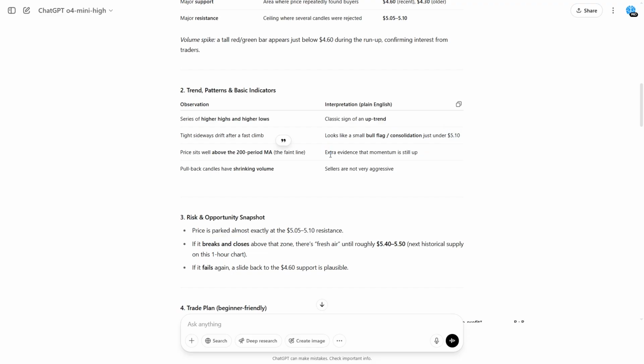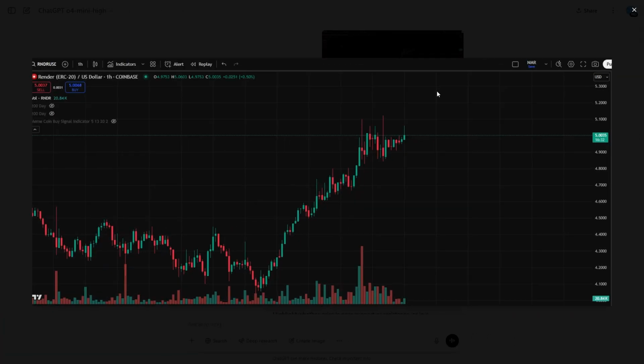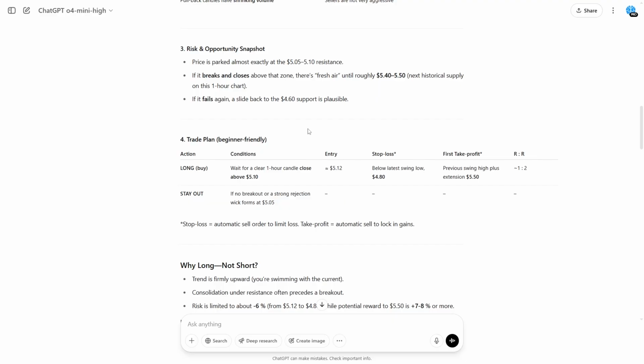Now, honestly, this is actually a hallucination. In the current screenshot, there isn't actually any faint line right there. So I don't know what the model is seeing, so it does kind of lose points for that. But nonetheless, it does tell us a trade, and if we actually took that trade, it would be profitable. So take a look at this.